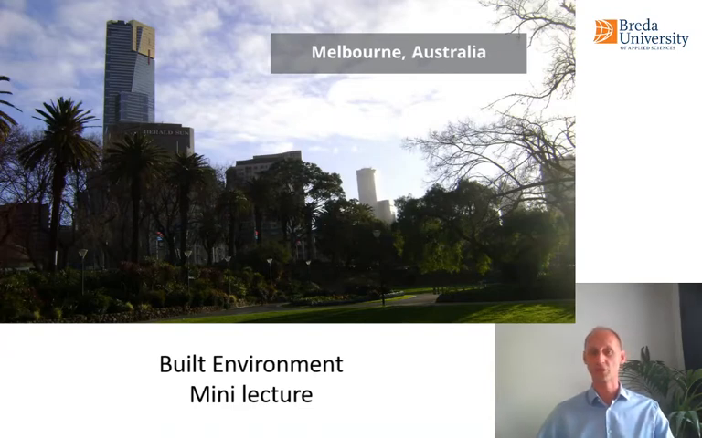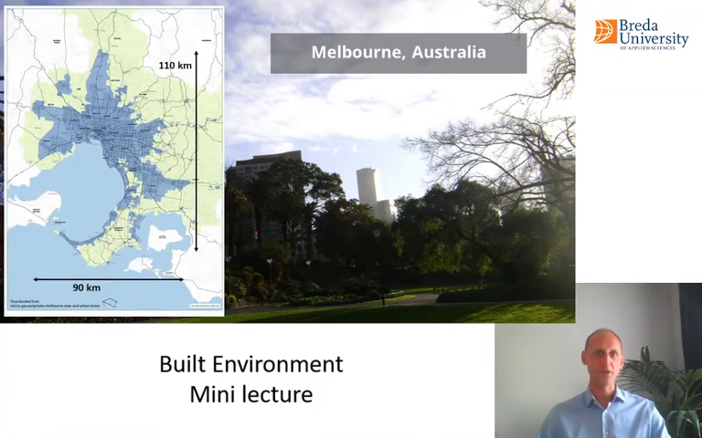This is a beautiful picture of a beautiful city. It's Melbourne in Australia, and it's a very typical Anglo-Saxon city. It's got a high density urban core, a central business district. Melbourne's also well known for the parks, as you can see in this picture. But what you can't see in this picture is that Melbourne is also a very large city in the sense of area that it takes.